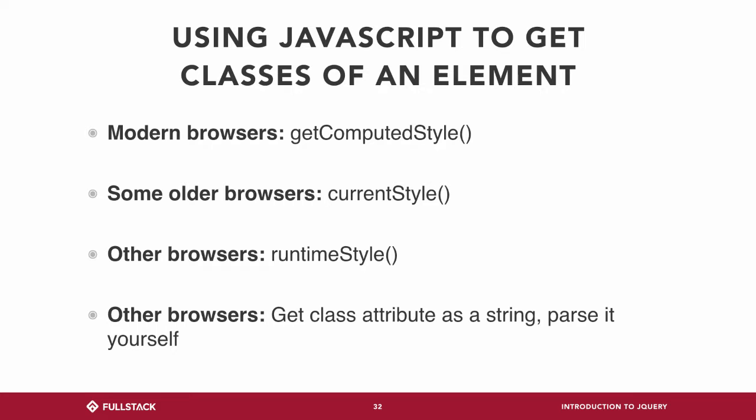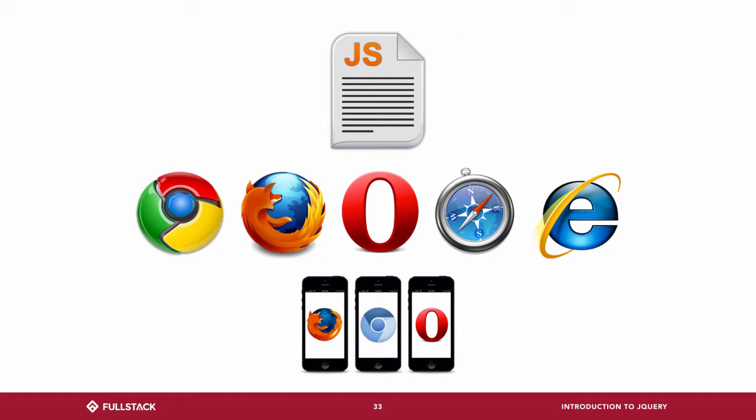So here's an example where if you wanted to get the style of an element, there could be all different ways that different browsers would end up manipulating this. And it became a little bit of a hassle, and you would see code that looked like this.